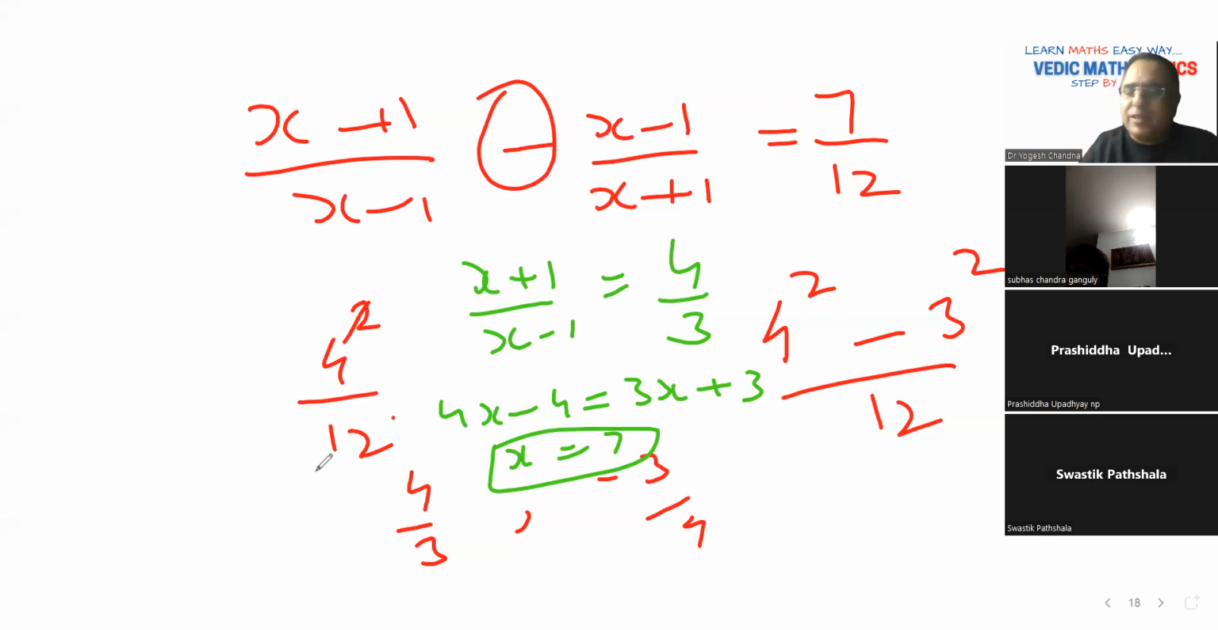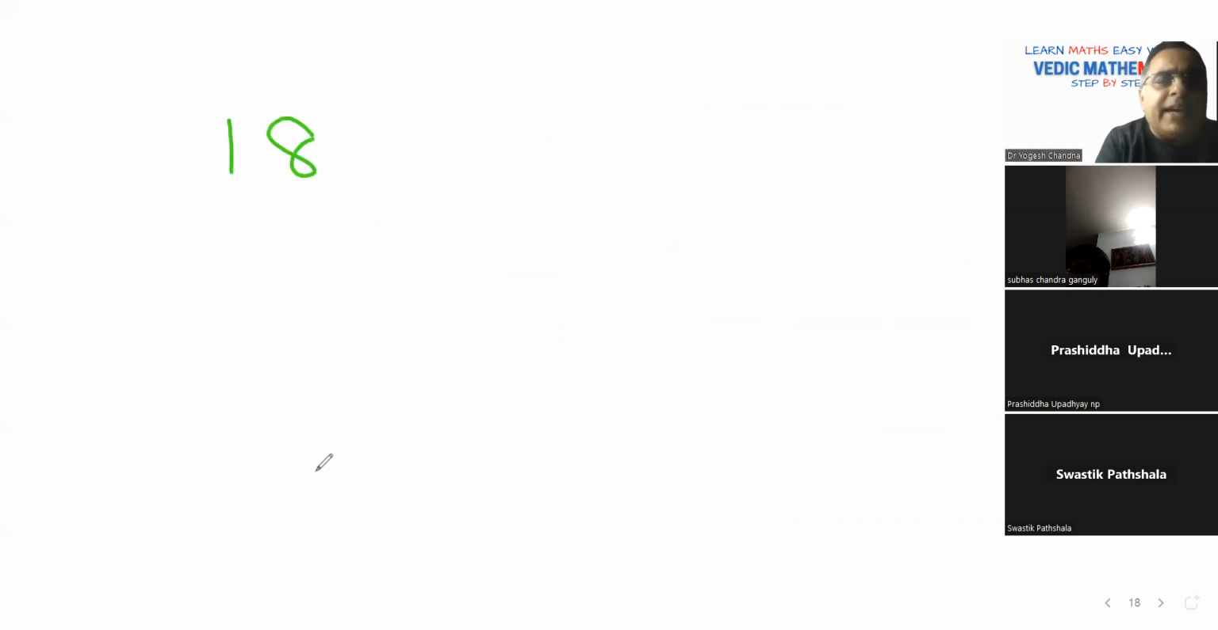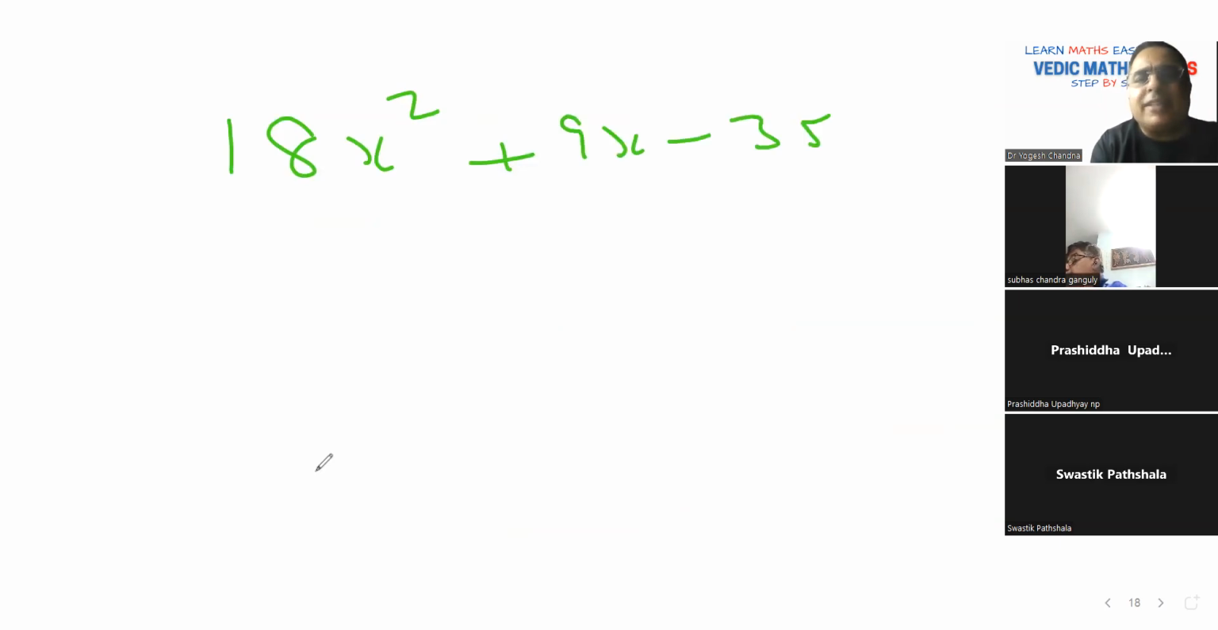In the last 5 minutes, we'll just revise some very important, very big ones. See, 18x square plus 9x minus 35. Yes, I want the answers within seconds. So 35 into 18, very difficult to find out. But very easy. You understand what is 18? 2 into 3 into 3.